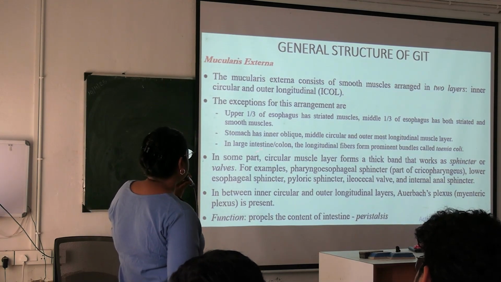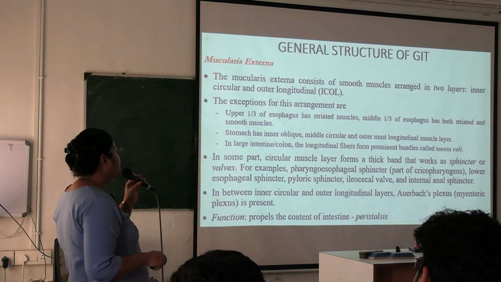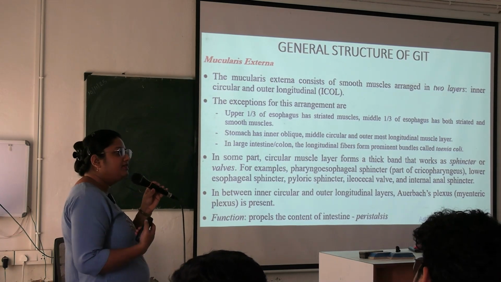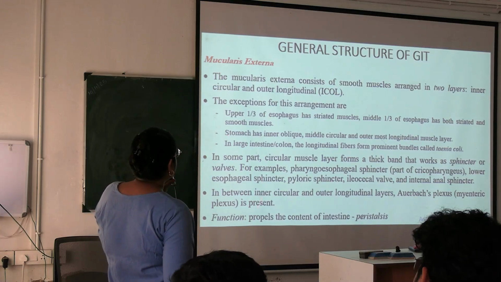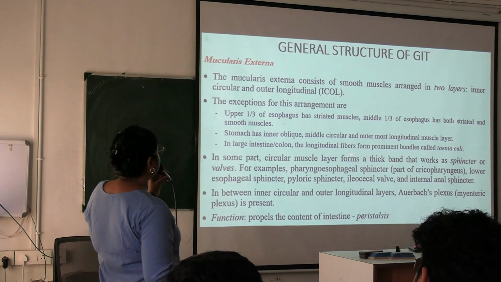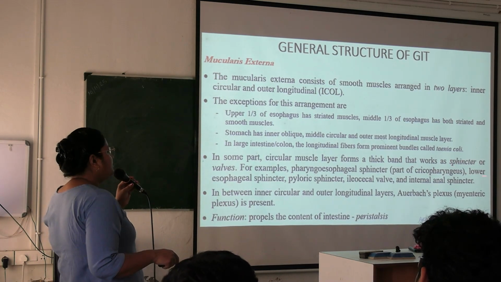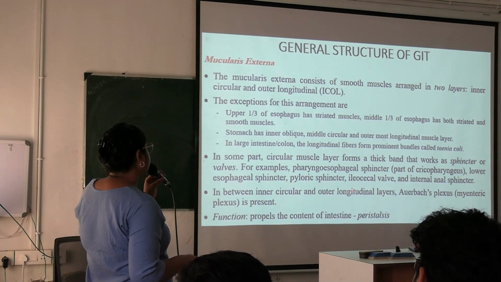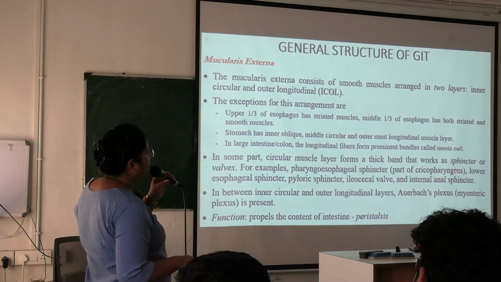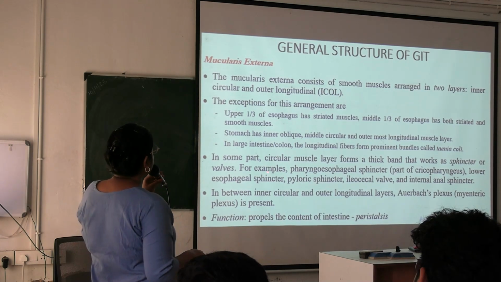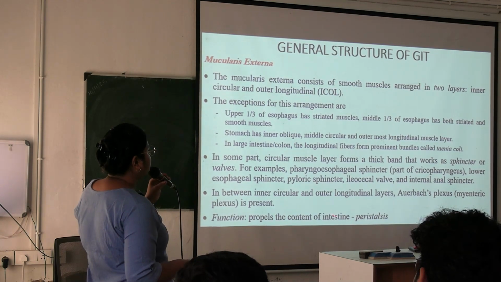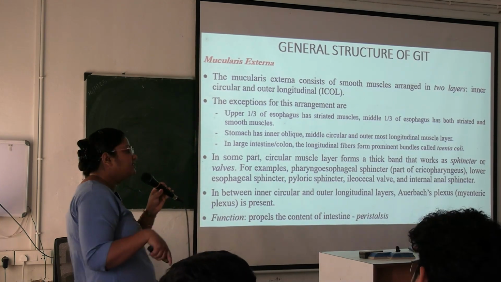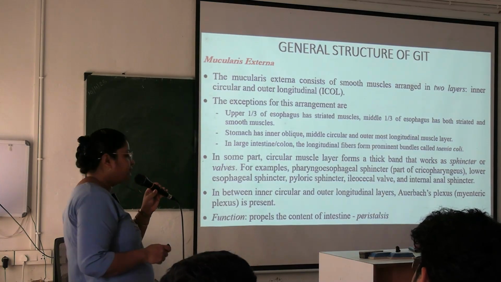And in large intestine or colon, the longitudinal fibers form prominent bundles. These are called taenia coli. We will discuss during large intestine. In some parts, the circular muscle layer forms a thick band that works as sphincter or valves. For example, pharyngoesophageal sphincter, part of the cricopharyngeus muscle, lower esophageal sphincter, pyloric sphincter, ileocecal valve, and internal anal sphincter. All these are formed by thickening of the circular muscle layer.